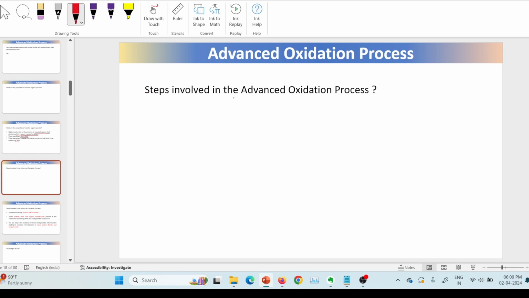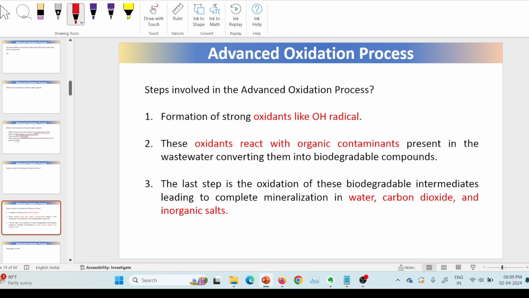Steps involved in advanced oxidation process. What are the steps, please? So these are the three steps. Formation of strong oxidants like OH radical. These oxidants react with organic contaminants present in the wastewater, converting them into biodegradable compounds. The last step is the oxidation of these biodegradable intermediates leading to the complete mineralization into water, carbon dioxide and inorganic salts.